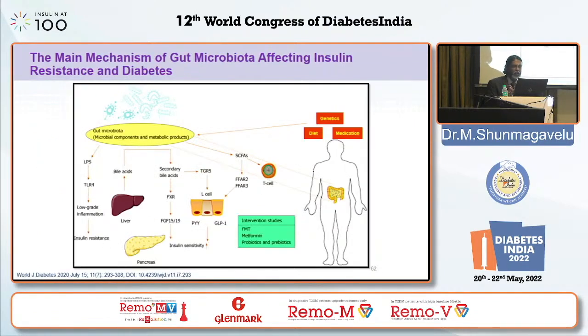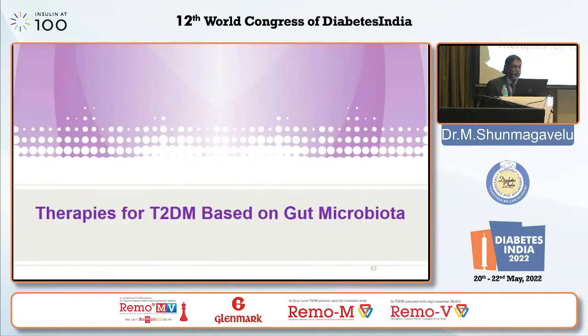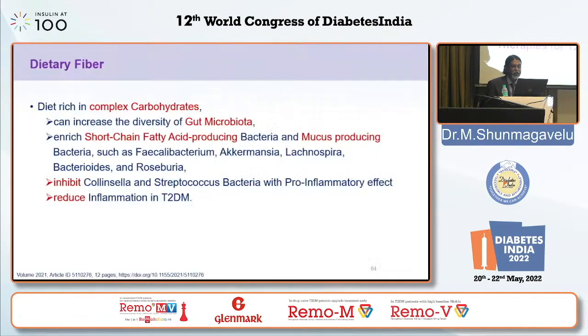The main mechanism of gut microbiota affecting insulin resistance and diabetes is shown in this particular slide with reference to microbes, lipopolysaccharide, bile acid metabolism, as well as the TGR5 pathway. Therapies for type 2 diabetes based on gut microbiota: a diet rich in complex carbohydrates.